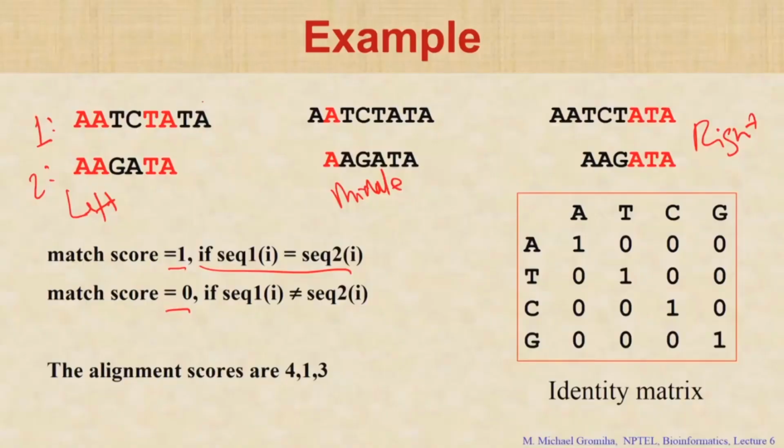So, in this case, if you take the first alignment, how many matches? 1, 2, 3, 4 matches. So, the score will be 4, because for all the mismatches we put 0. So, 4 plus 0 is equal to 4. If you take the second example, what is the score? 1, because only one match. And with the third alignment, 1, 2, 3, the match will be 3. So, we have the identity matrix, we use ATCG. If it is the same we put 1, and if it is different we put 0, right, that is fine.